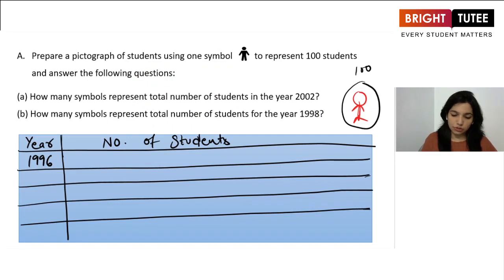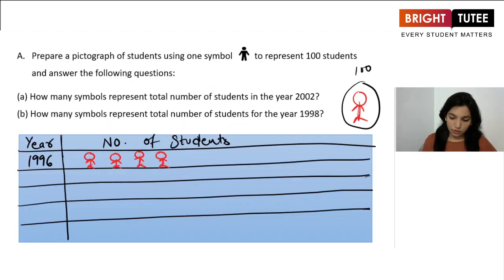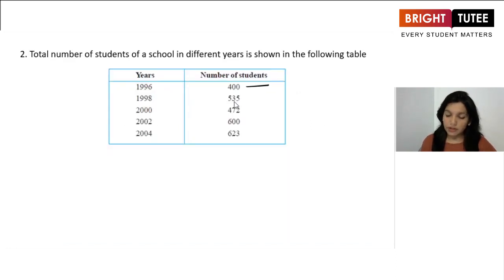So how many symbols do we need? We need 4 complete symbols to represent 400, right? So 4 symbols represent 400 because each symbol represents 100. Now coming to the next year, that is 1998. So in 1998 we need to represent 535.